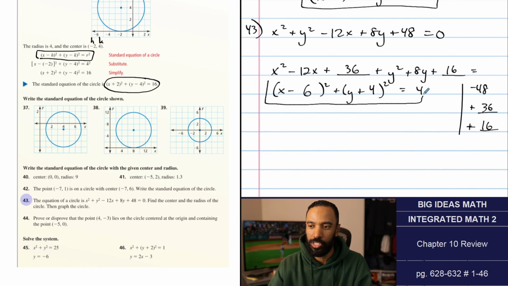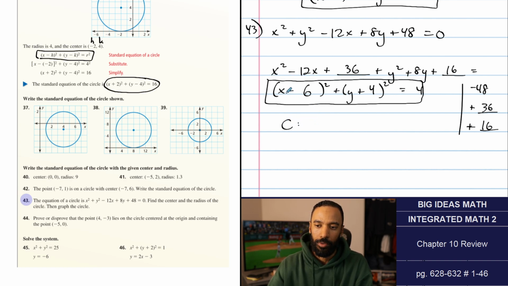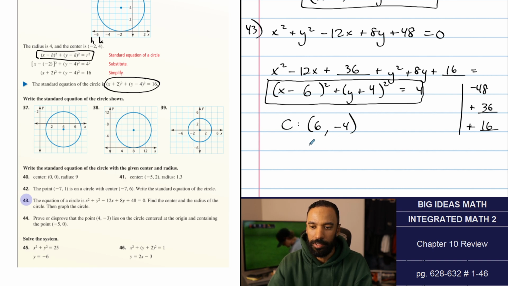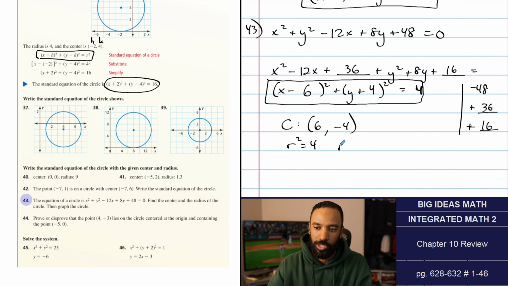It's not the answer, but this is the standard form of your circle, which will reveal your center. Remember, it's x minus h, so h is 6. This is y minus k, so k is negative 4. It flips the sign. And the radius, it's not 4, but this is r squared. R squared is 4, so r is 2, the square root of 4. Remember, it's always a positive value. So there are those two.